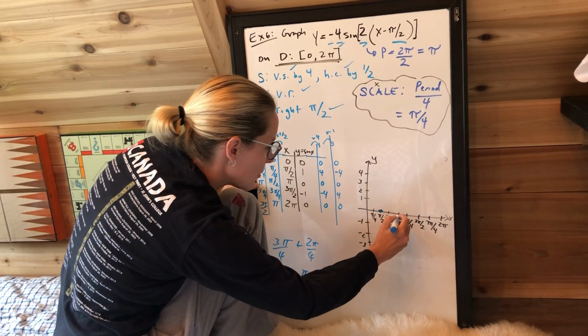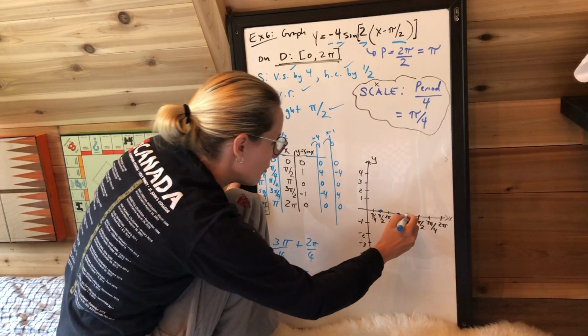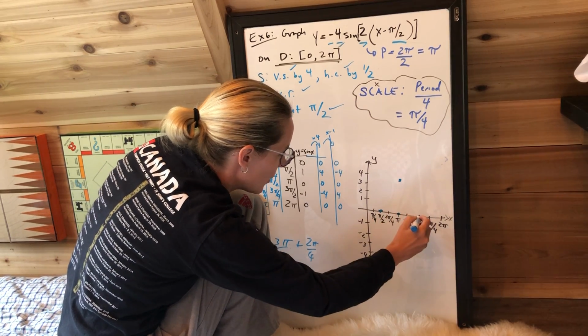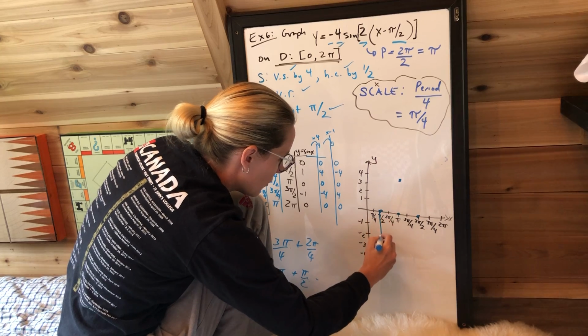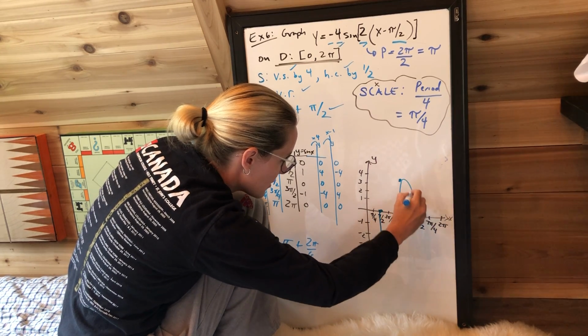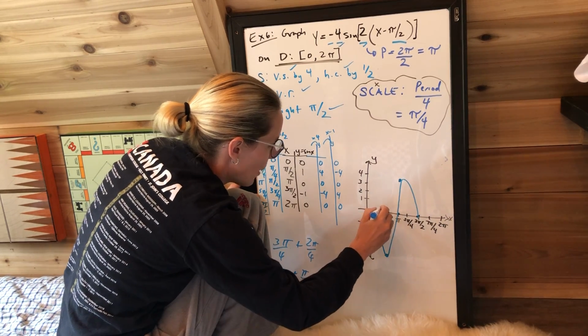Pi and 0 comes back up. 5 pi by 4 and 4. You can see the pattern already developing. So we know it looks like this. Is it easy enough for us to then continue the pattern?